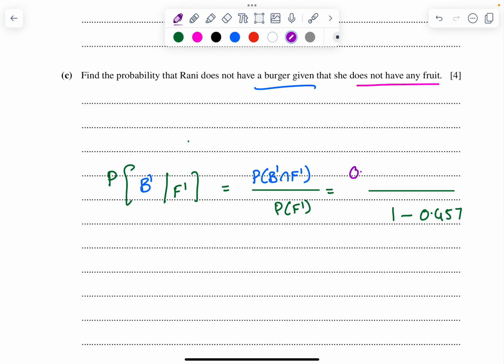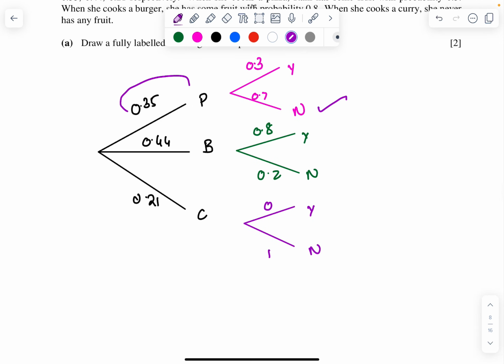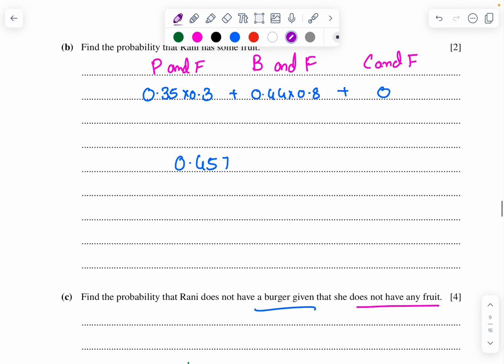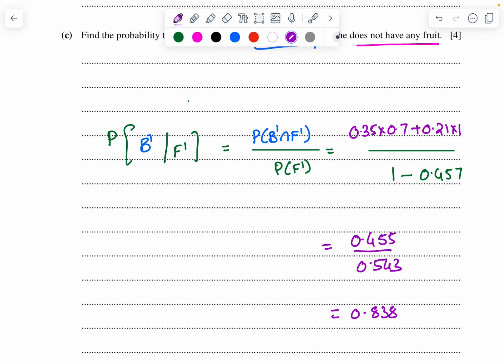She can have pizza and no fruit, and curry and no fruit. So it's going to be 0.35 times 0.7 plus 0.21 times 1, which is going to be 0.455, divided by 0.543, which is going to be 0.838.